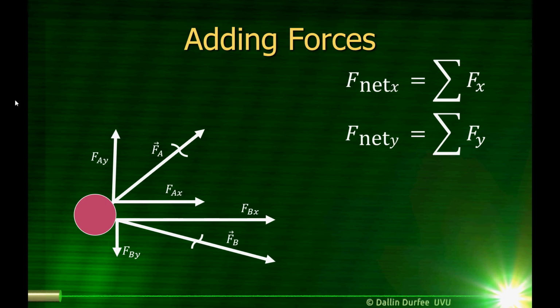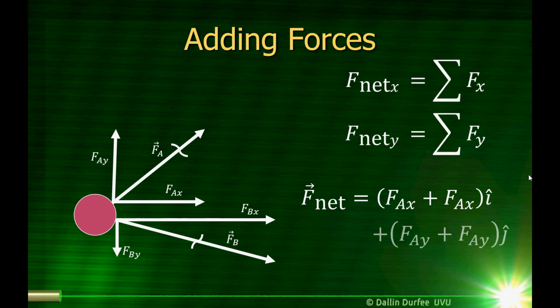Then the x component of the net force is just the sum of the x components of the forces, and the y component of the net force is just the y component of all the other forces added together. So the net force in this case is just FAX plus FBX in the X direction, and FAY plus FBY in the Y direction. There's a typo there, that should be B.